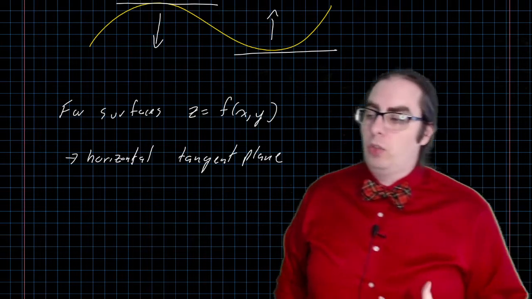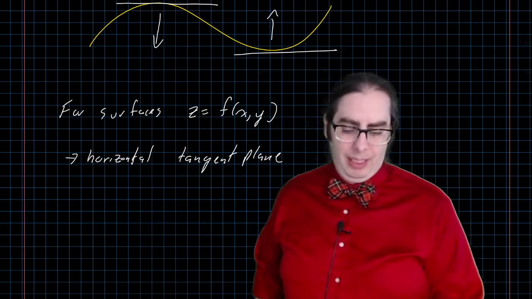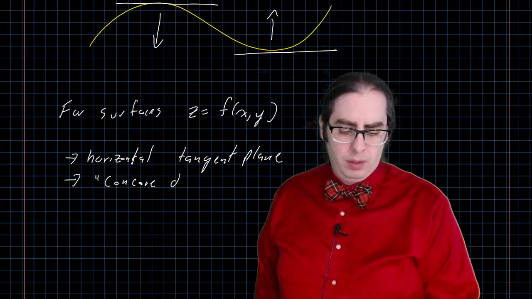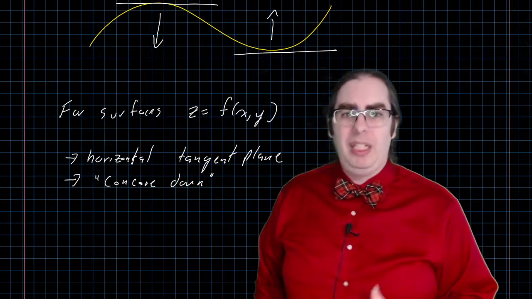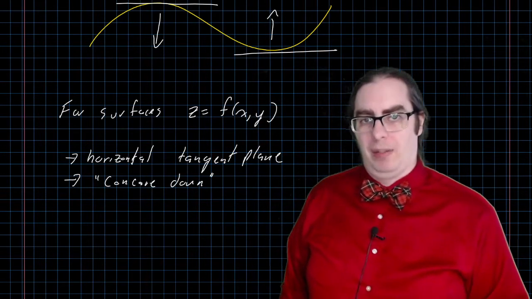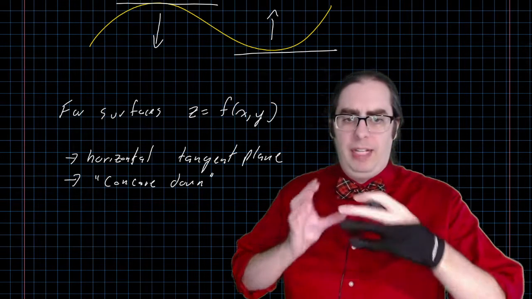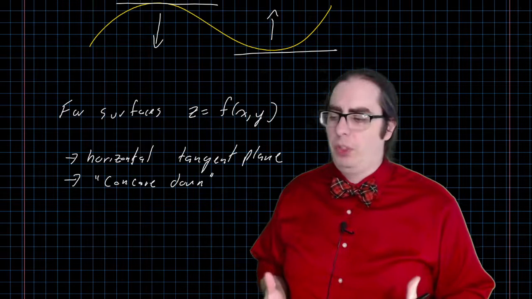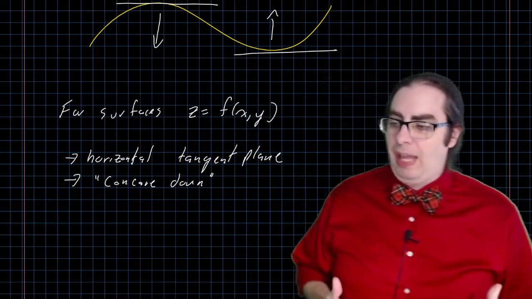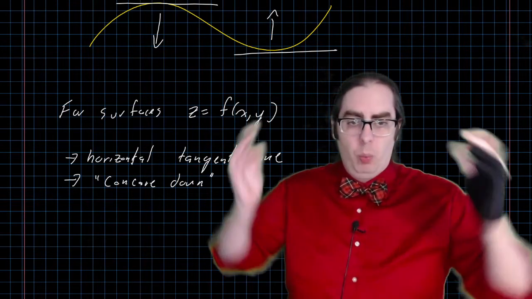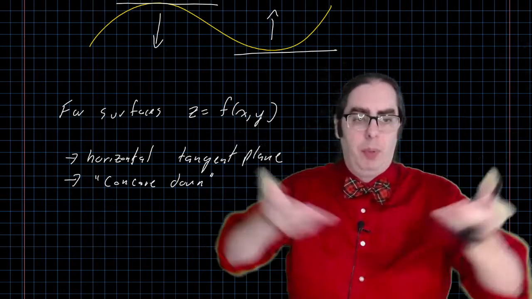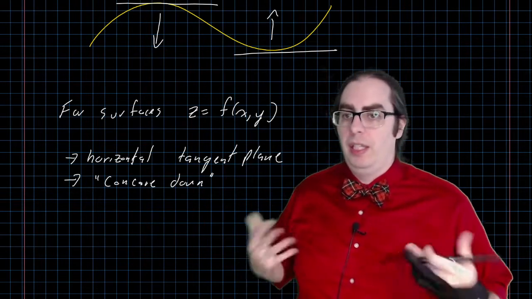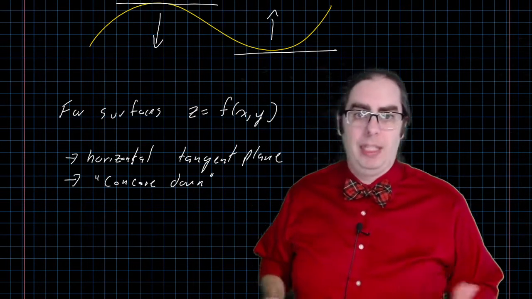But we know that there's going to be a horizontal tangent plane and we need some analog for concave down. If it is concave down in the x direction and also concave down in the y direction, then we should be in good shape. And that will give us a local maximum. We can also have the opposite picture. If we have a bowl shape in every direction, then we want a horizontal tangent plane and we want to be concave up in every direction.